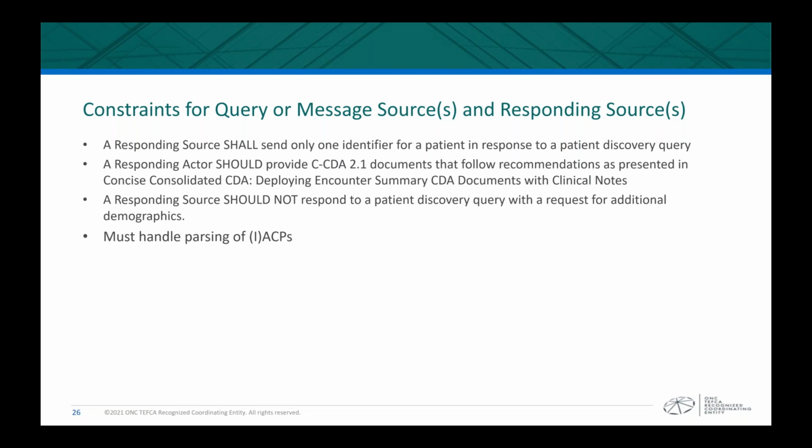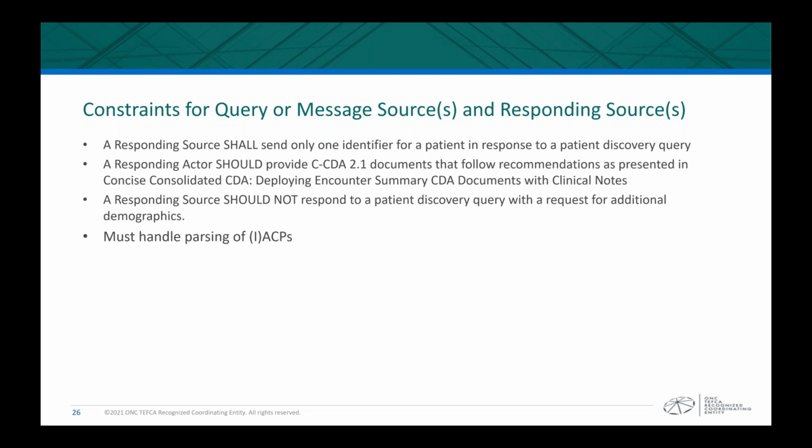A few of the things that are called out here is sending only one identifier for a single patient in response to a patient discovery query. If a patient has multiple identifiers, and I know that especially within a health system there may be an enterprise ID and then a hospital-specific ID and various other IDs for the patient, only one identifier per patient shall be returned.